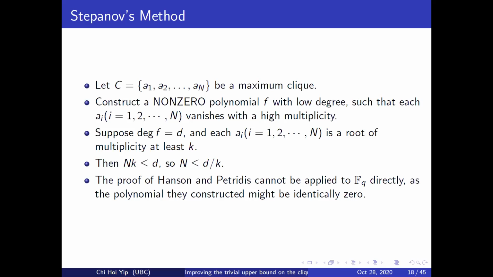Sorry, a small question. What was Stepanov's method developed to find? I see you've got a maximum clique and you've constructed a polynomial. What's the output of the method? The output of the method is the upper bound on capital N. So we have f, the degree of f is d, and the multiplicity is at least k. Then the output is that capital N is at most d over k. So this method would give you an upper bound on the maximum clique size.